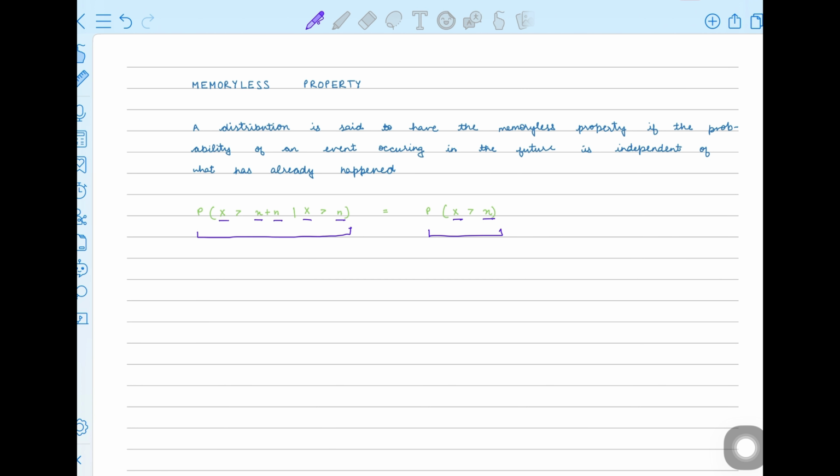Now, let's derive this result step by step. We start with the conditional probability.